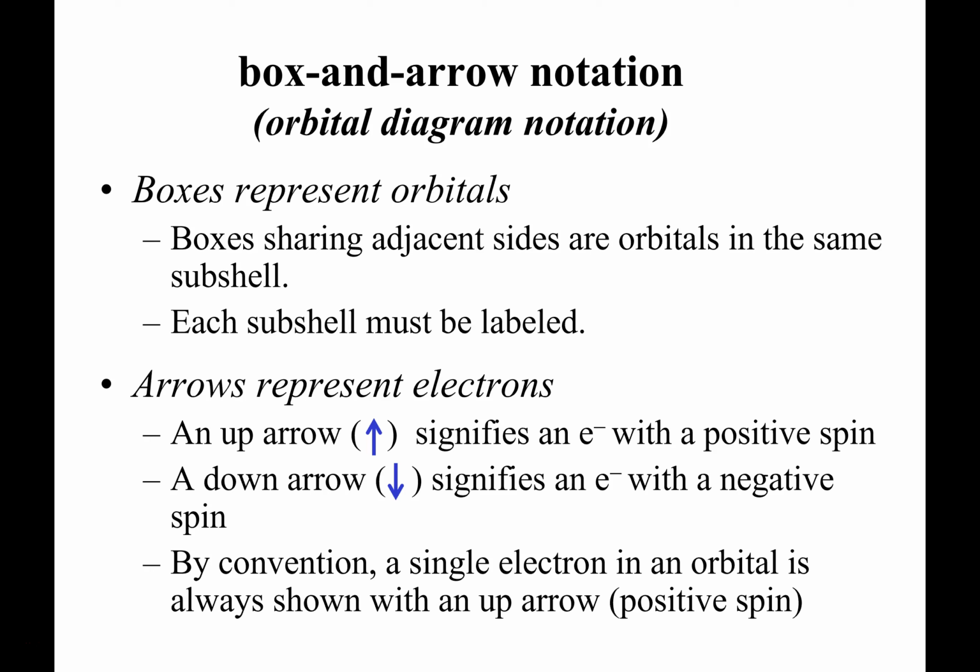This last one's a little debatable, but I guess I'm fine with it. If you happen to have what we call an unpaired electron, an electron that has its own room, go with the up arrow, not the down arrow. Be a rebel. No, don't be a rebel.